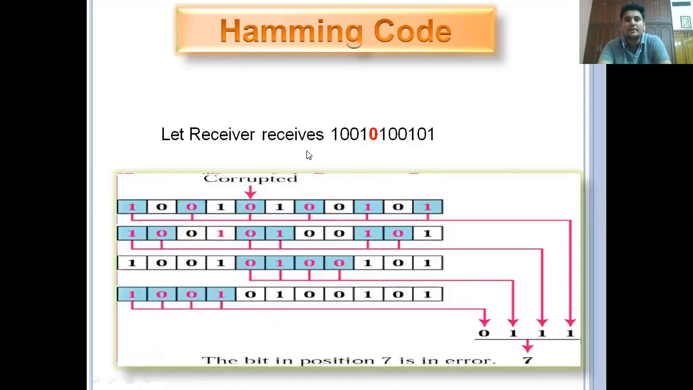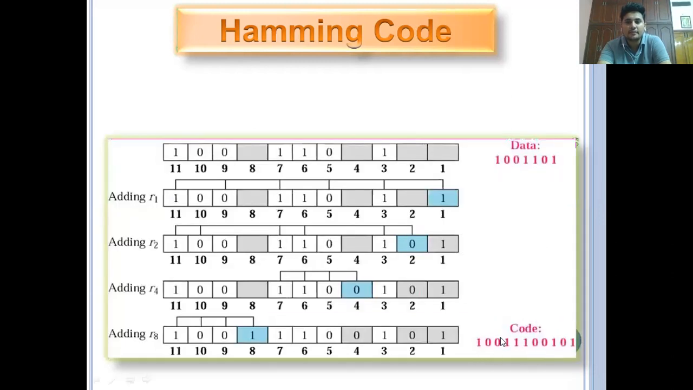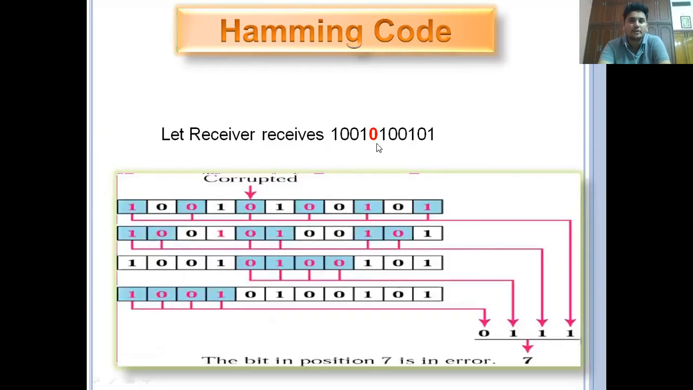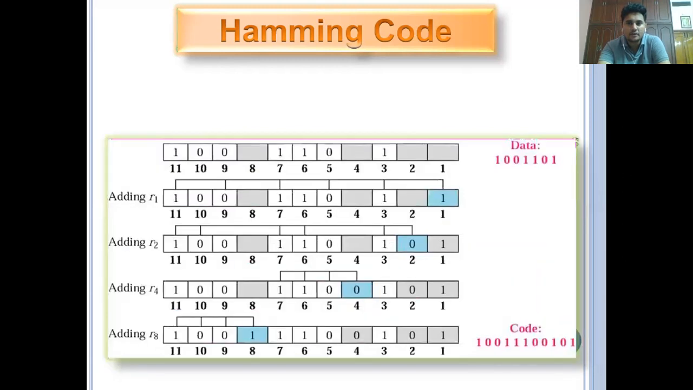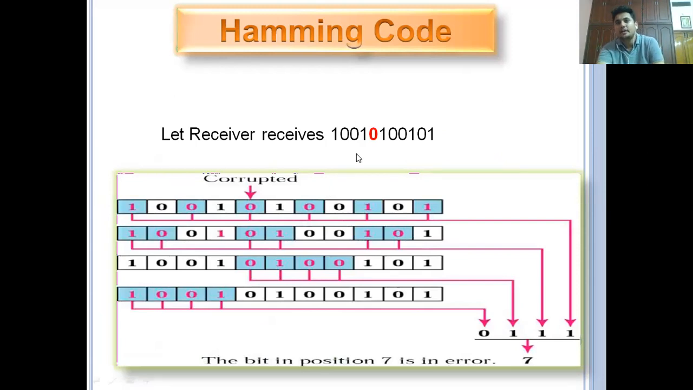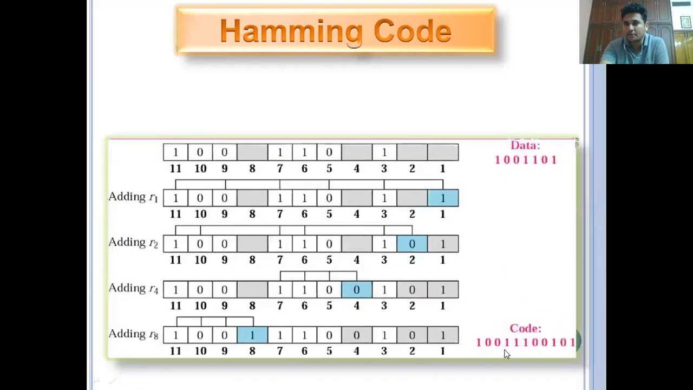So let the receiver receive this original data along with duplicate data. Let the receiver receive 100100101. I think there may be an error, right? Actually, we are sending 100 111 00101. In that, 100 111 is the original data, and 1001 is the redundancy data we are adding.